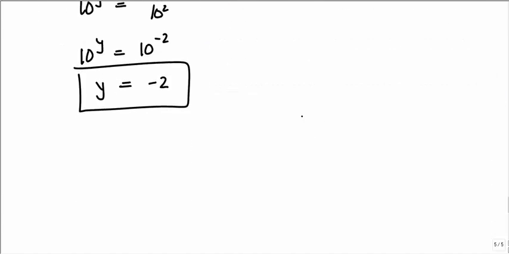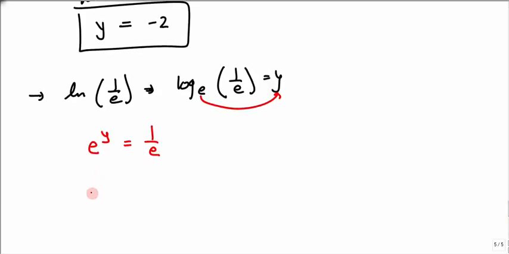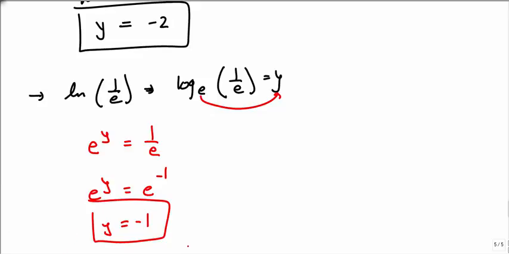Now you're going to run into these with some natural logs as well. So we might have something like the natural log of 1 over e. Okay, well this looks strange because we don't have a base here, but remember this is log base e of 1 over e, we'll say equals y. So when I rewrite this in exponential form, I say e to the y equals 1 over e. Okay, e to the y, well this is the same as e to the negative 1, y equals negative 1.